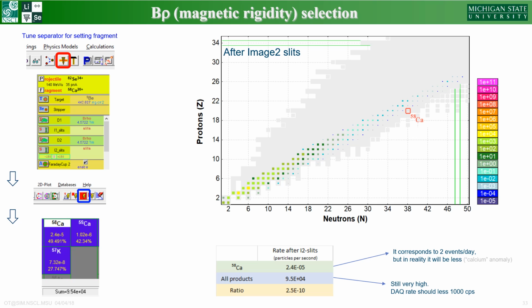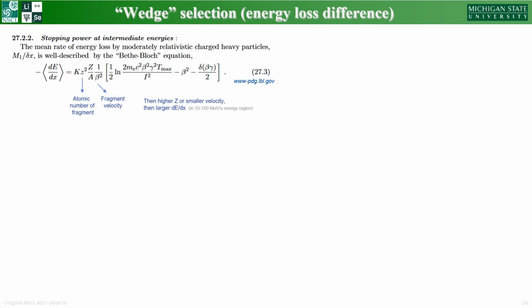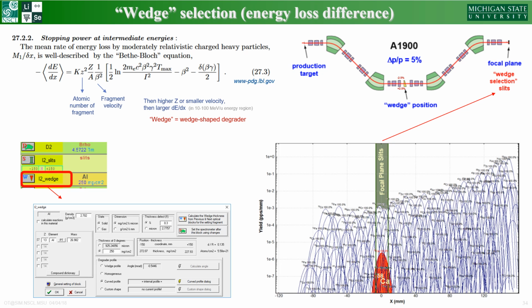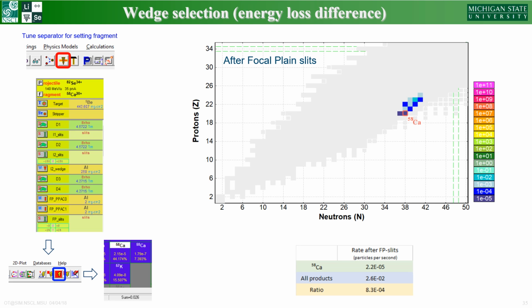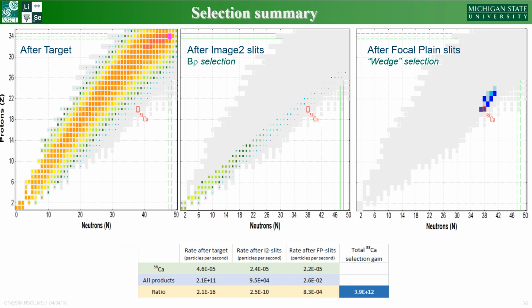But it is still not enough, because the maximum data acquisition rate should not exceed 1,000 counts per second. What is the next step? The next step is based on energy loss difference with the use of a wedge-shaped degrader. On the bottom right plot, you can see the distribution of residue fragments at the end of the A1900 fragment separator. Using focal plane slits, we can significantly decrease the total rate in detectors. Please see the final fragment residue plot on the right figure. With all of our selection steps, here is a summary of the results after the magnetic rigidity and wedge selections. We can provide purification of about 4 trillion with the A1900 fragment separator in the case of 58 calcium.